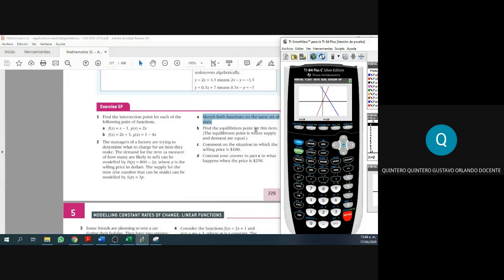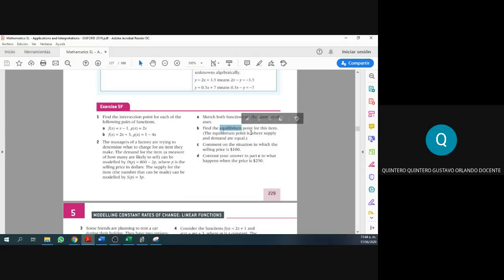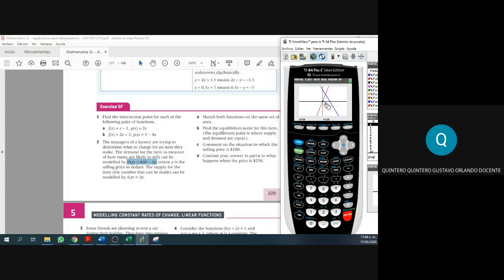Find the equilibrium point for this item. So what is equilibrium? All right, the equilibrium point is where supply and demand are equal. So I want supply, that is the second function, and demand, that is the first function, to be equal. In mathematics, two functions are equal right in the intersection point. So all we have to do is find the intersection point. So we're going to do the exact same thing that we did in the past question.